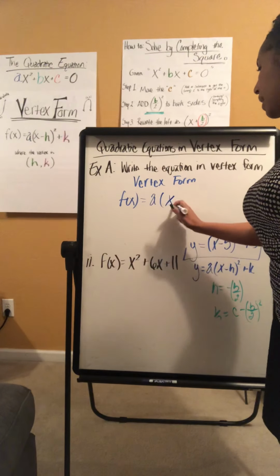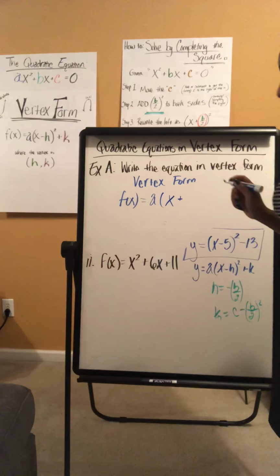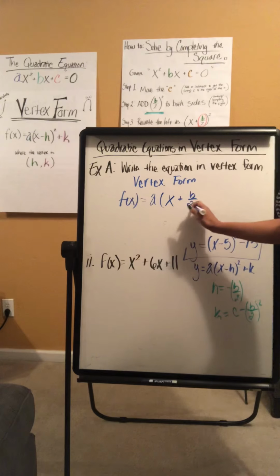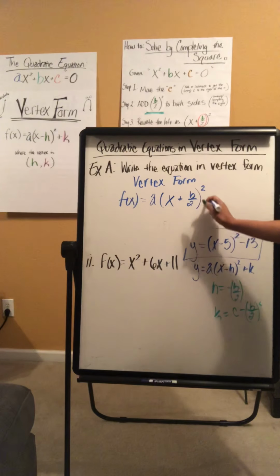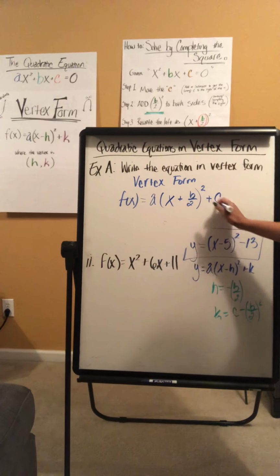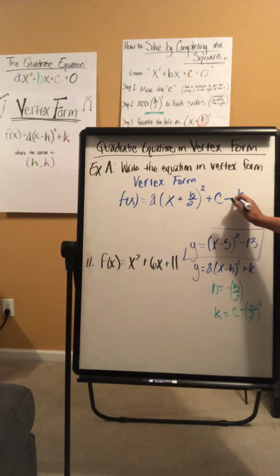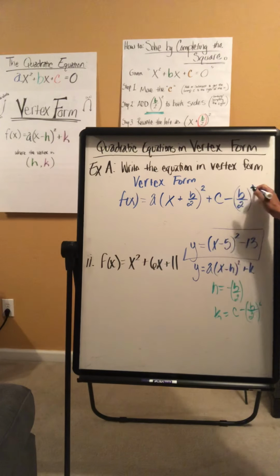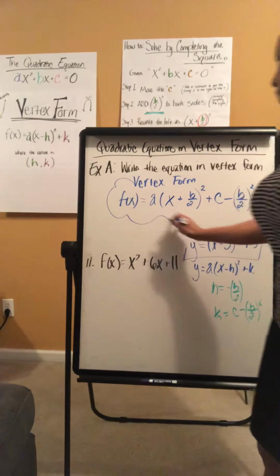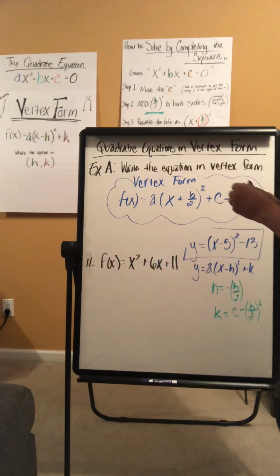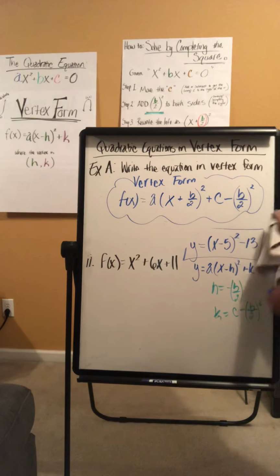I'm going to put an x. I'm going to put plus my b over 2 squared, and then my k is going to be the c, take away the b divided by 2 squared. This is what we are going to use. Let me show you how it works.